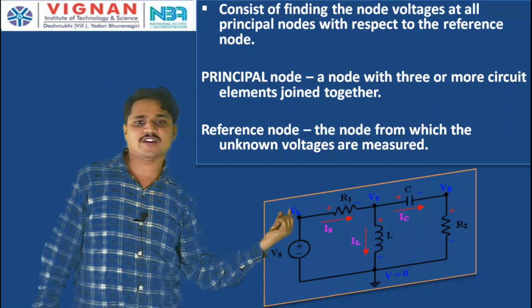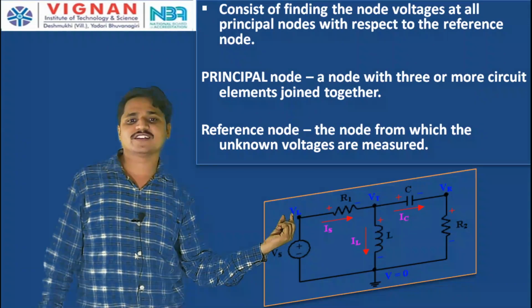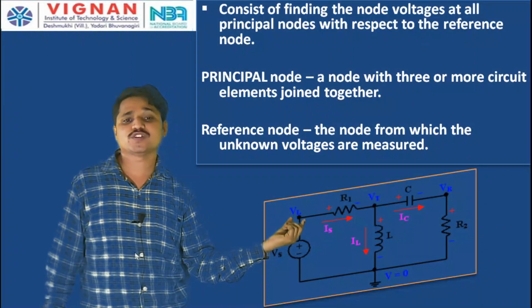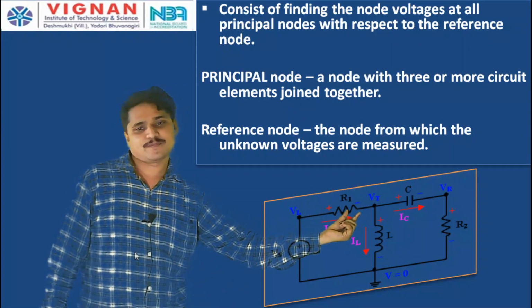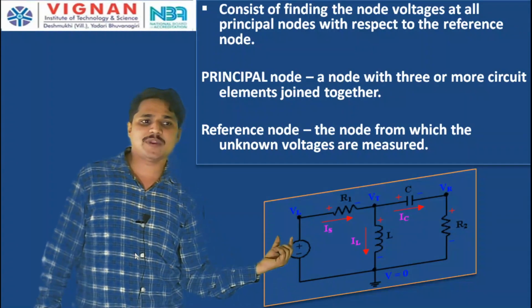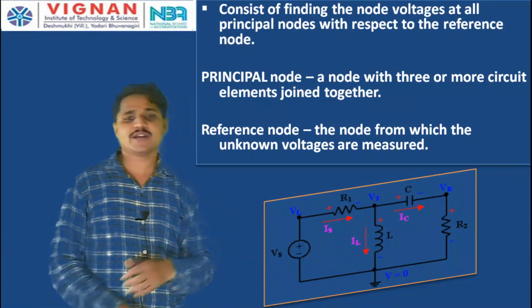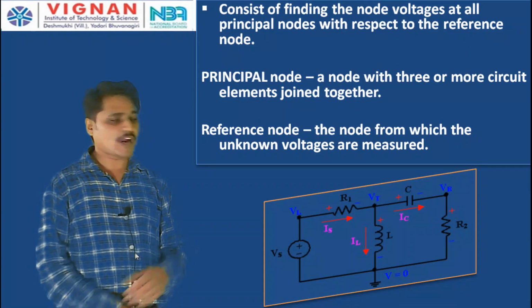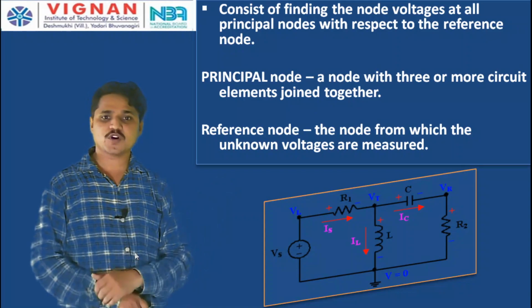This node V1 is not a principal node because it joins only two elements. So it is called a simple node, whereas this middle one is a principal node. This ground point is also a principal node because three elements are joined here. How many principal nodes are there here? Two principal nodes.